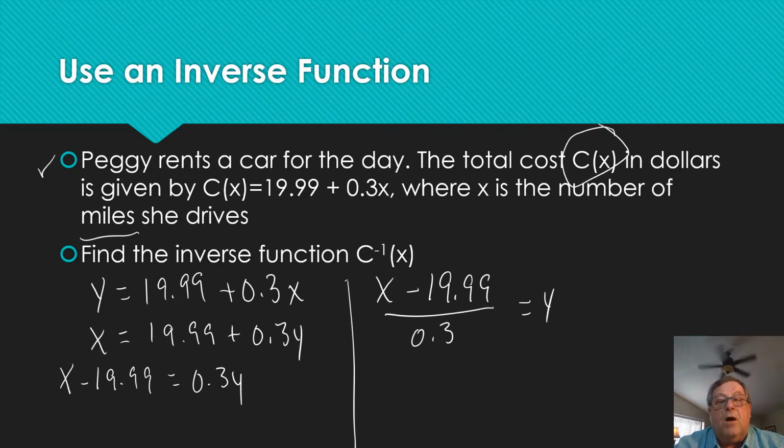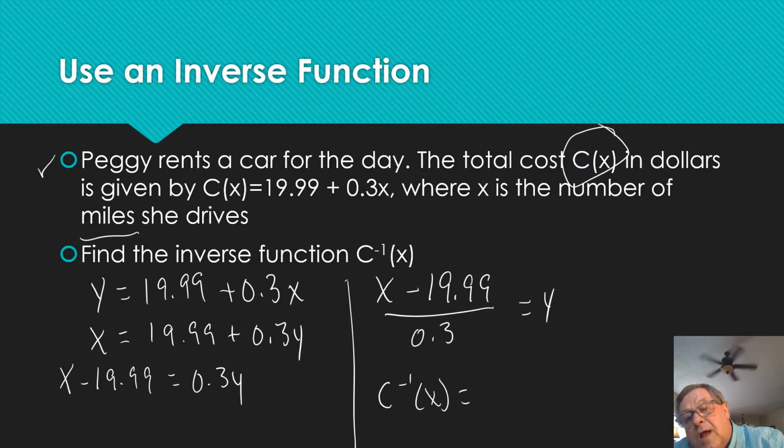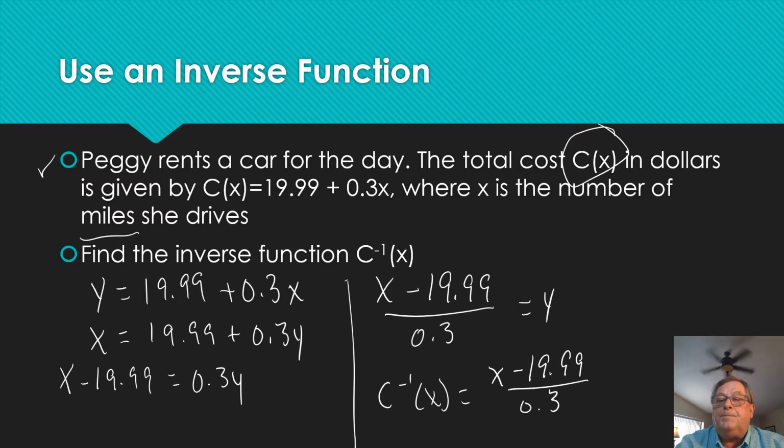And then to finish this off, to find the inverse function, we're going to write it in inverse function form by replacing y with the inverse function C inverse of x. So we have C inverse of x is equal to x minus $19.99, divided by 0.3.